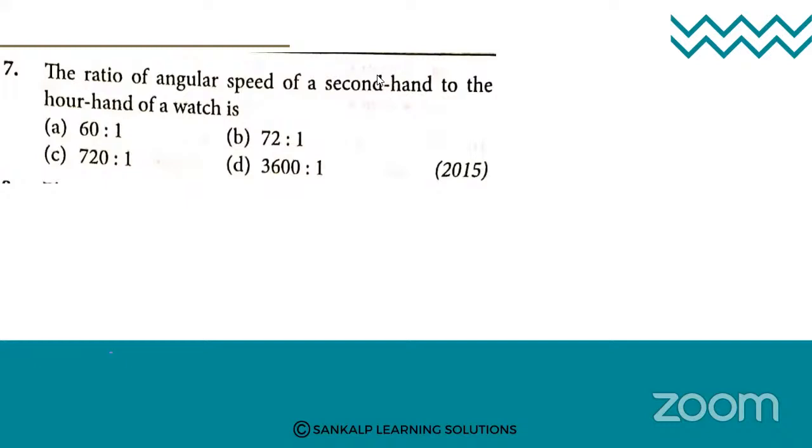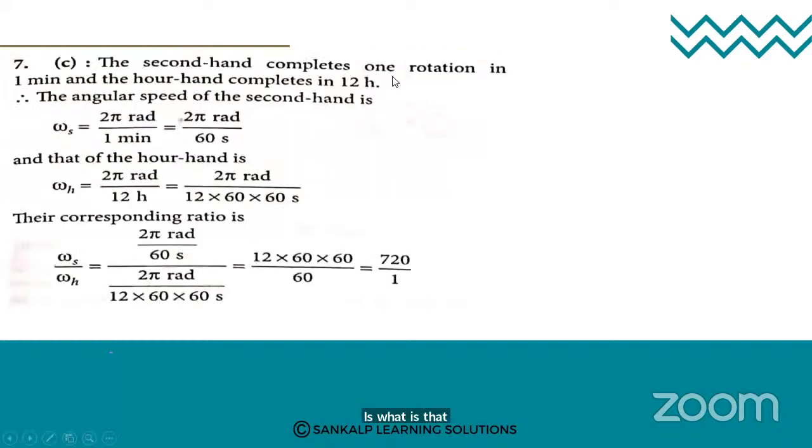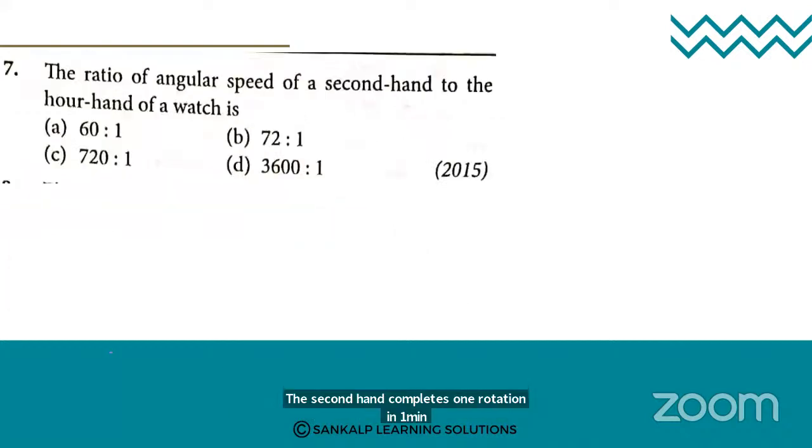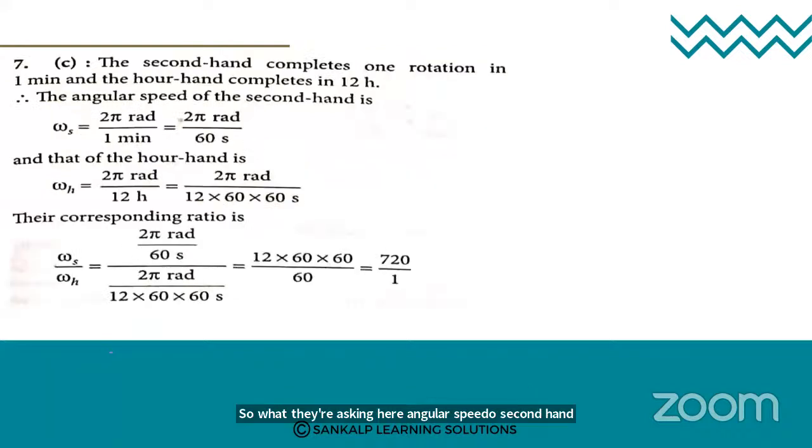Yes, what is the answer, students? See, this type of questions they are asking many times. So remember the steps of how to do it. The second hand completes one rotation in 1 minute. So what they are asking here is the angular speed of the second hand to the hour hand of a watch. Correct? So look carefully at which ratio they are asking, otherwise you will make a mistake here. The second hand completes one rotation in 1 minute and the hour hand completes in 12 hours.